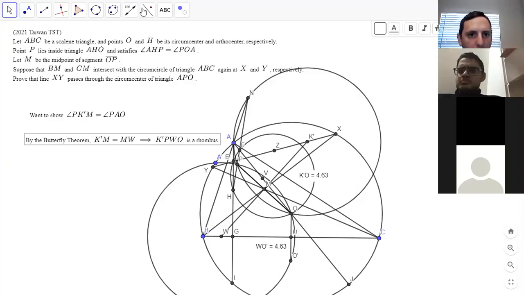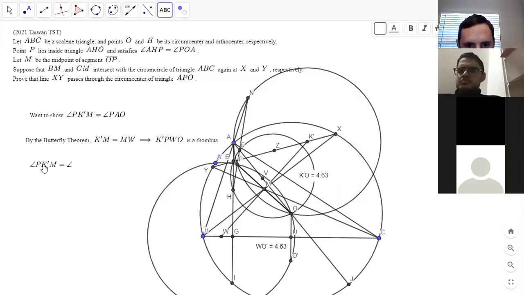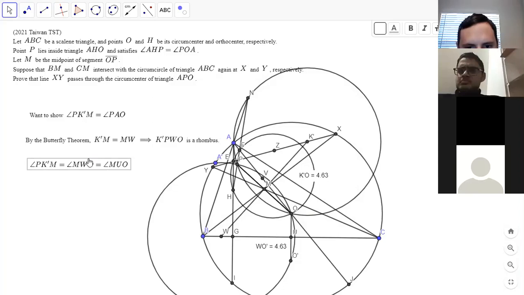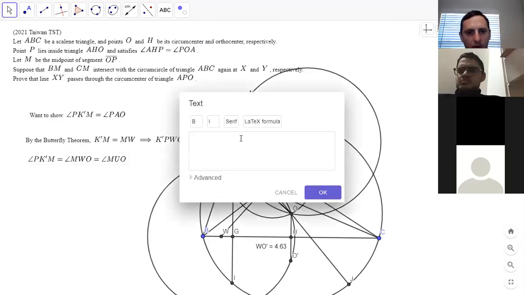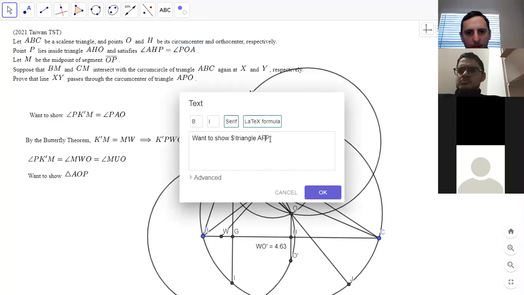Angle MWO, which is MUO. And then we want to show AFP is similar to MUO. Sorry, AFP is similar to UOM.